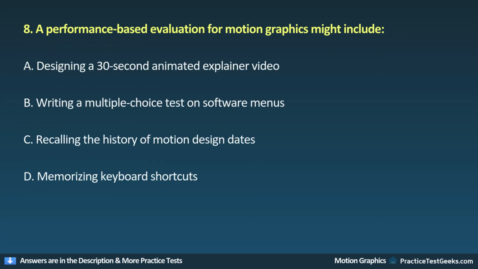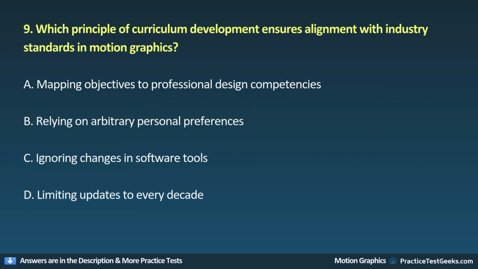8. A performance-based evaluation for motion graphics might include: A. Designing a 30-second animated explainer video. B. Writing a multiple-choice test on software menus. C. Recalling the history of motion design dates. D. Memorizing keyboard shortcuts.